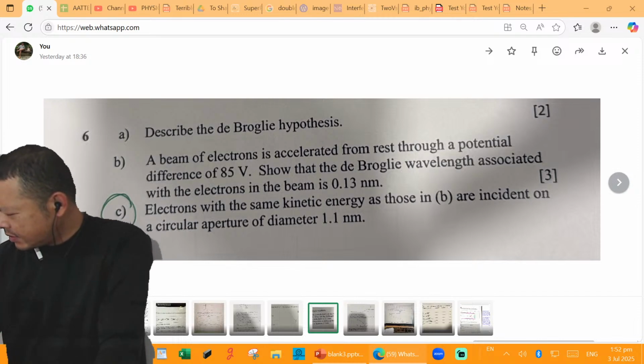This one here, beam of electrons, then the de Broglie wavelength. That's you? Okay, sorry about that.